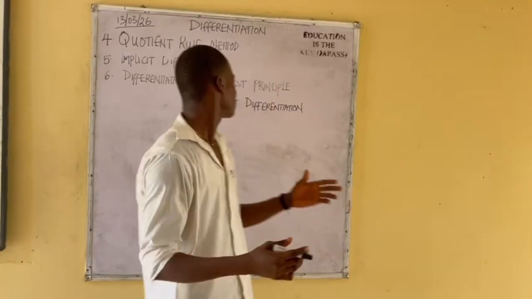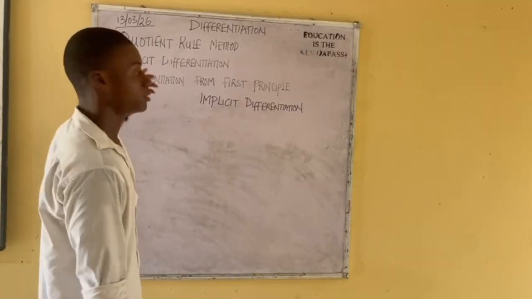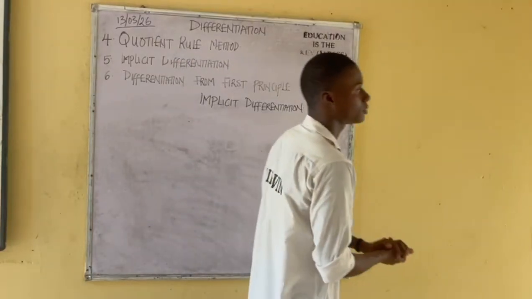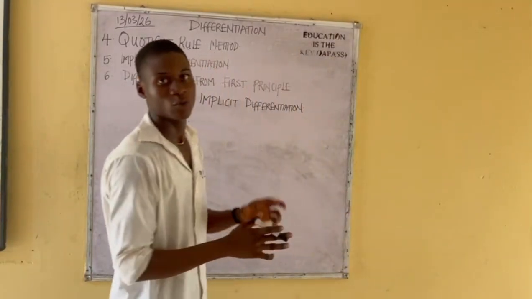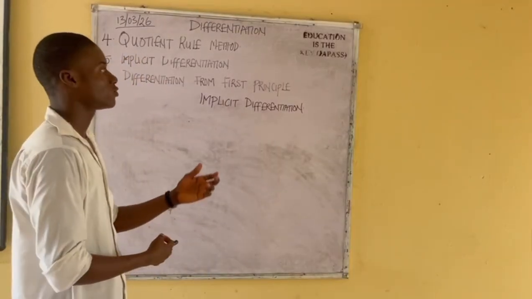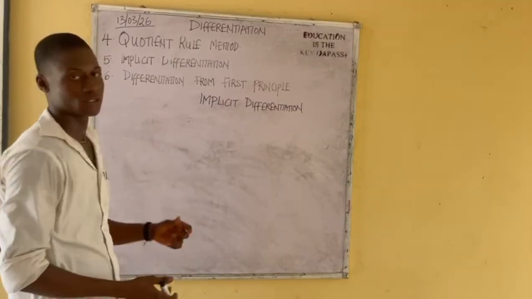Right, so the fifth method used in solving the differentiation problem is called implicit differentiation. Now, what is this implicit differentiation? This is unlike other differentiation problems where you can easily differentiate and get your answer. This one has to do with two different variables. But let's quickly get into it.